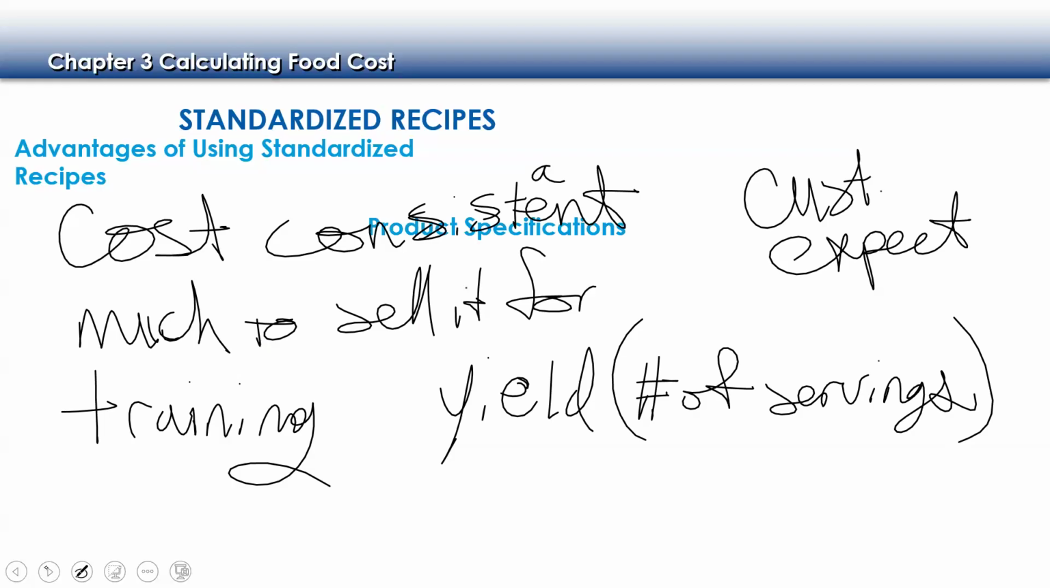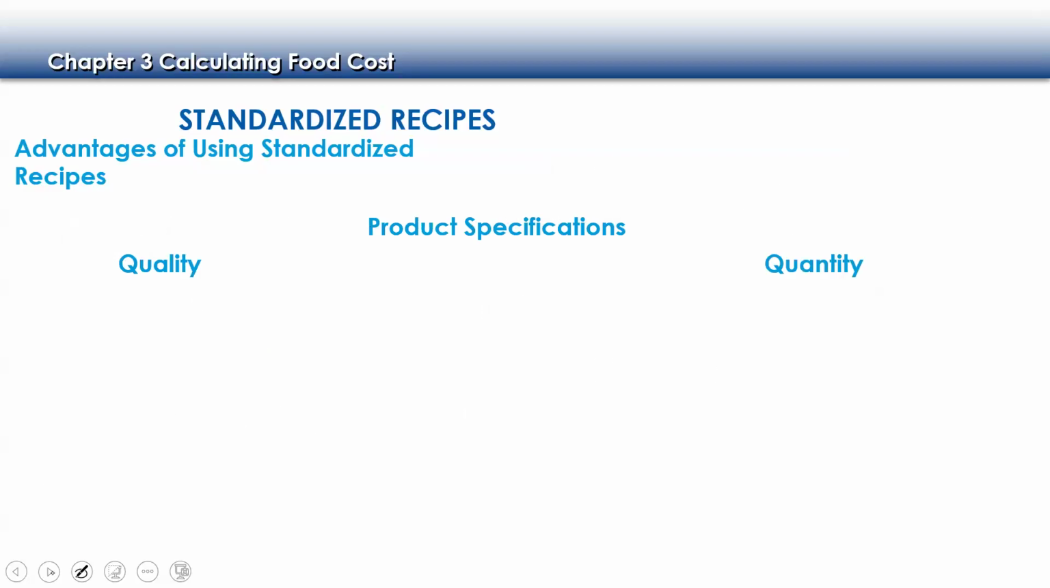Okay. So standardized recipes. Oops, let me clear this. When we have our standardized recipes, it tells us what kind of ingredients we actually should be purchasing. So it tells us what type of ingredients we should be purchasing, and those are called specifications. They're divided into two categories, quality and quantity.